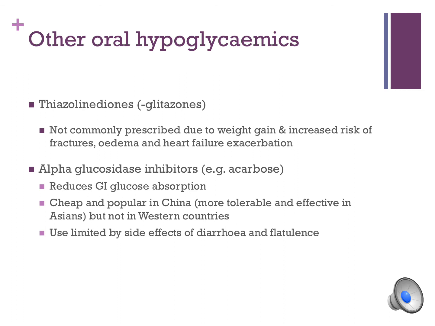Alpha glucosidase inhibitors work by reducing gastrointestinal glucose absorption. And they're actually quite popular in China, and it's quite cheap. But it's not really used in Western countries because of the side effects of diarrhea and flatulence. The reason why it's still popular in China is because the drug's more tolerable and effective in Asians.